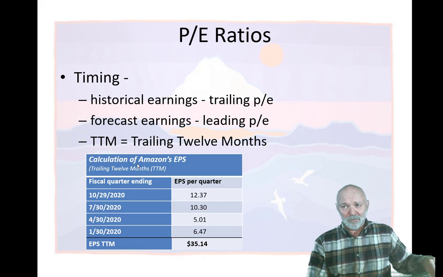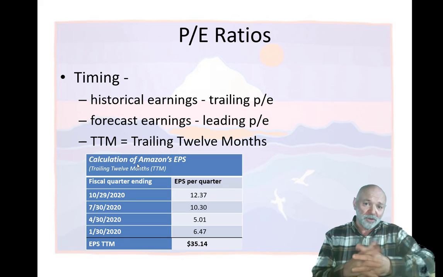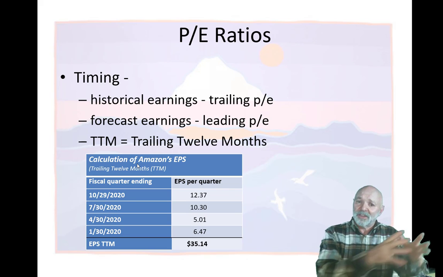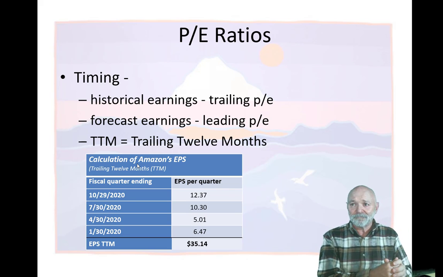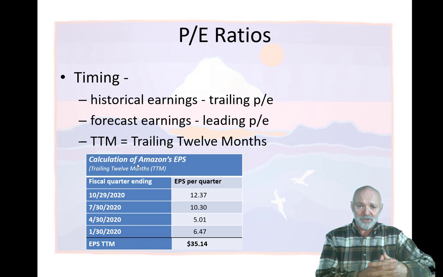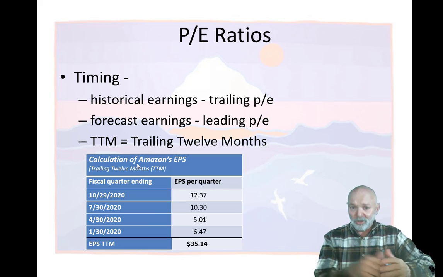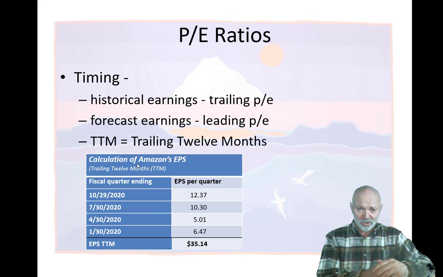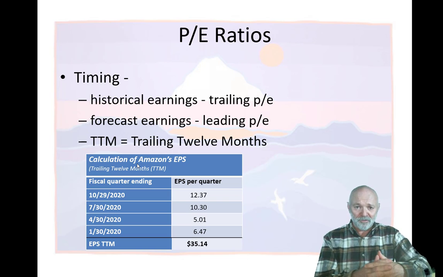There are problems with timing, as I mentioned earlier. In the most common price earnings multiple, we report the historical earnings per share. We call that a trailing price earnings multiple. We could also use a forecast of earnings. I show you how that's done in the teaching note that I've provided.